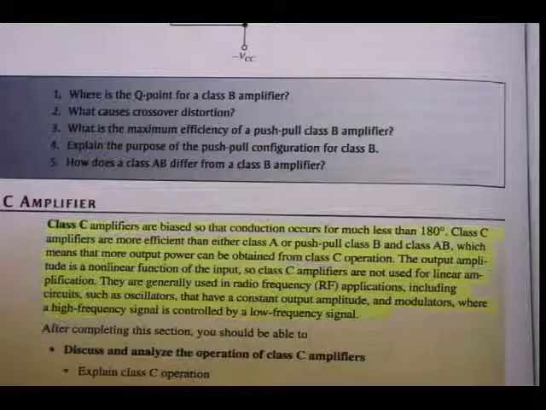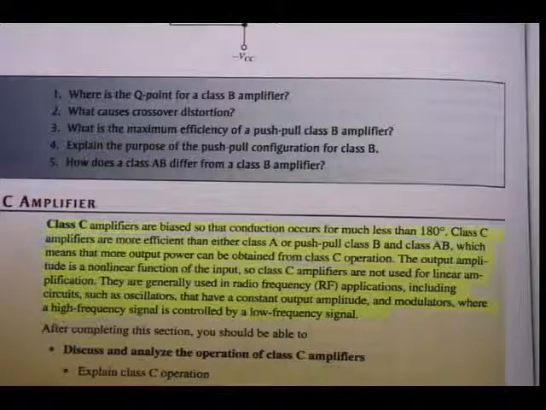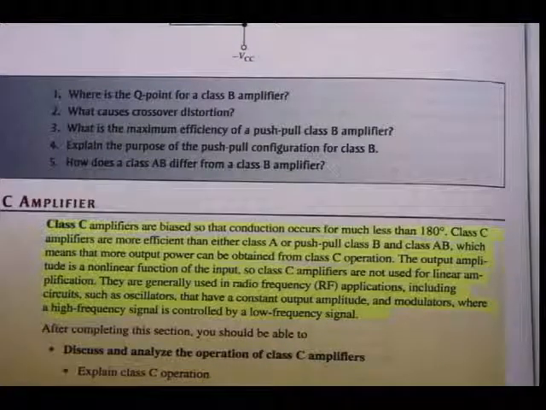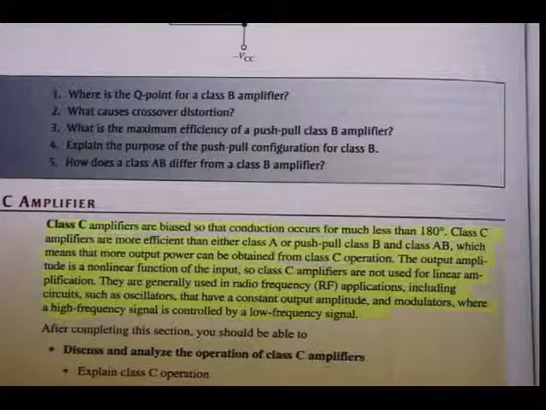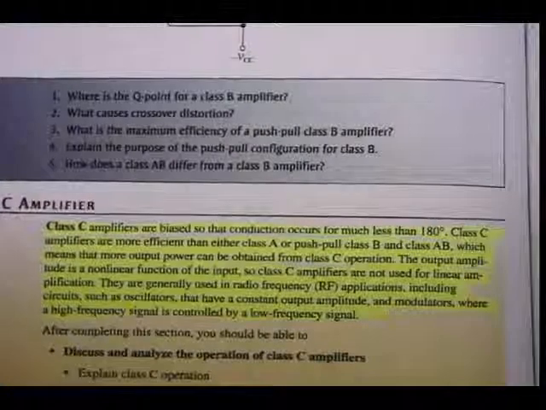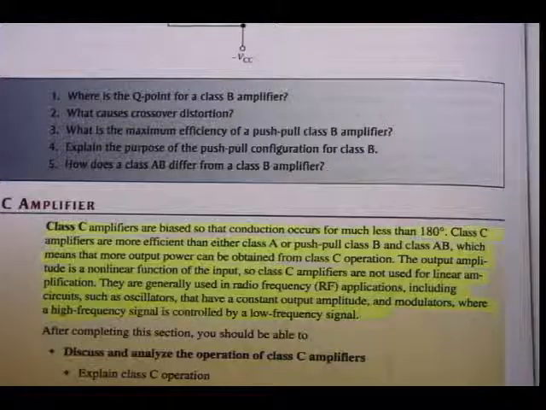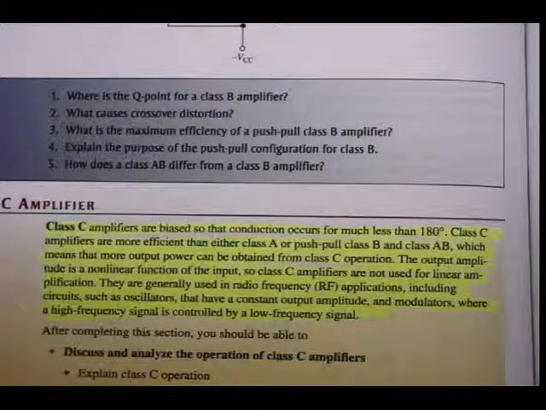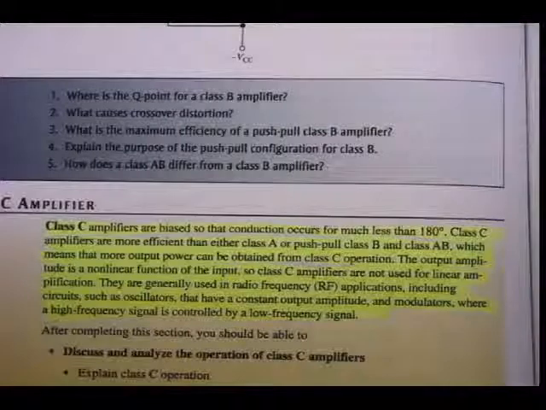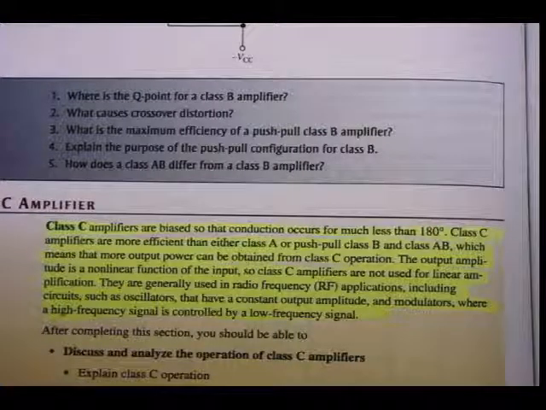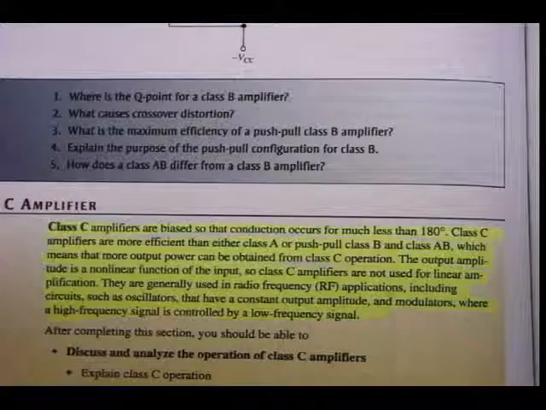So class C, underline this, class C amplifiers are not used for linear amplification. They are generally used in radio frequency applications, including circuits such as oscillators that have a constant output amplitude and modulators where a high frequency signal is controlled by a low frequency signal.